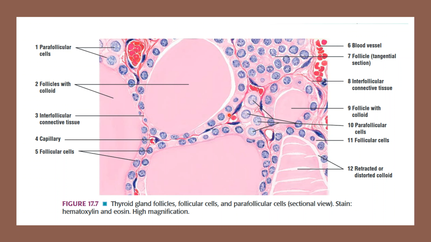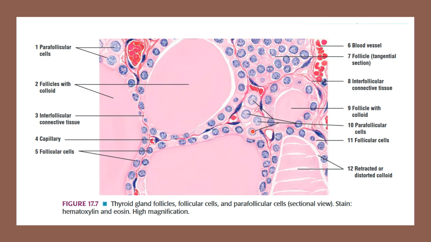So it will be very close to the basal lamina. So this is the actual site of parafollicular cells, but it will be present in between the follicles also. In this picture we are able to make out that parafollicular cells are present in between the thyroid follicles. So these are the parafollicular cells, 2 to 3 or of course 4 parafollicular cells we are able to make out.